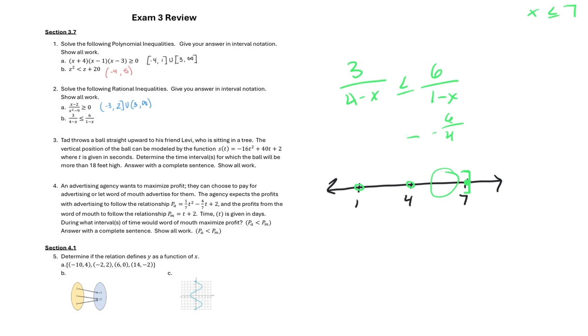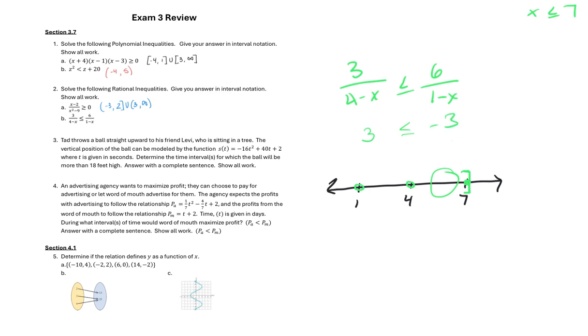Great, so let's check this next section in between 4 and 1. If we pick some number like 3, if we have 3 over 4 minus 3, we're going to get 3 over 1. And then on this side, if we have 6 over 1 minus 3, we're going to get 6 over negative 2, which is negative 3.